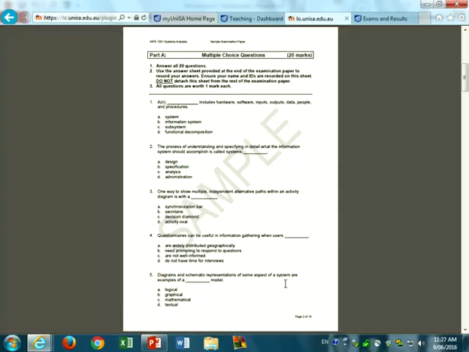So part A, multiple choice, 20 marks. Your instructions are up the top. It's the same instructions you'll get in the real exam. Okay, 20 questions. Use the answer sheet provided at the back. Don't rip it off. All questions are worth 1 mark each. Okay, so you've got your 20 multiple choice questions.